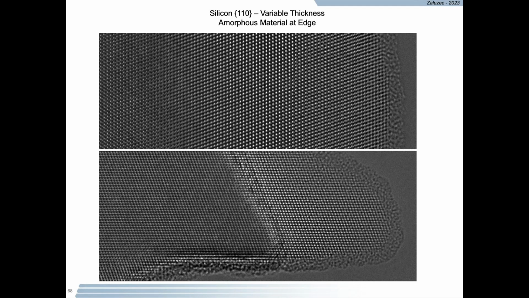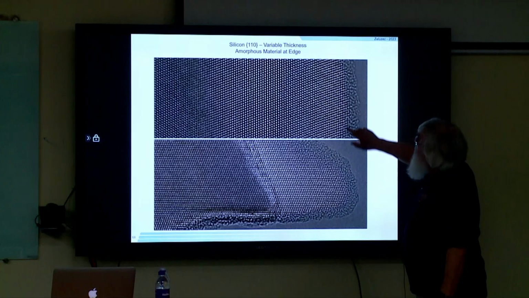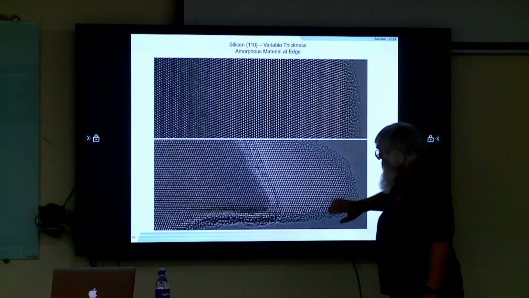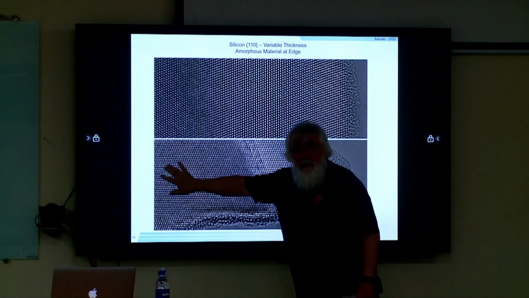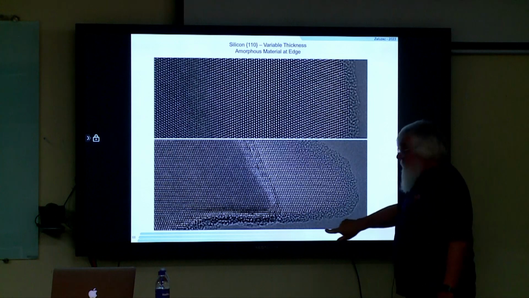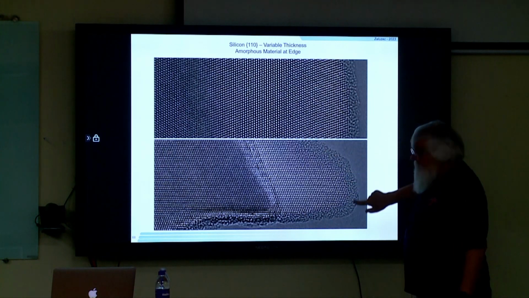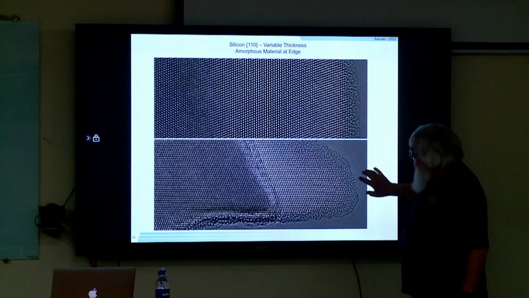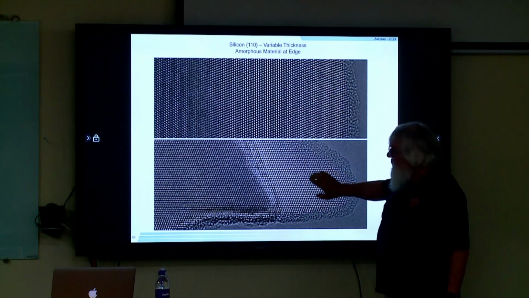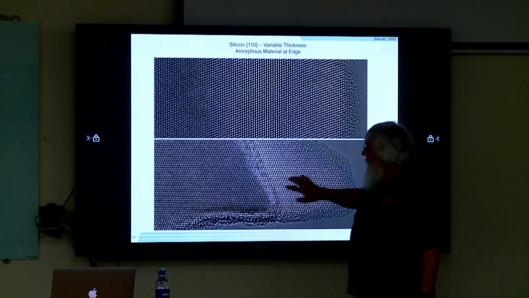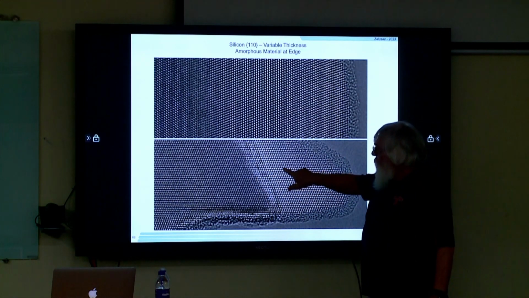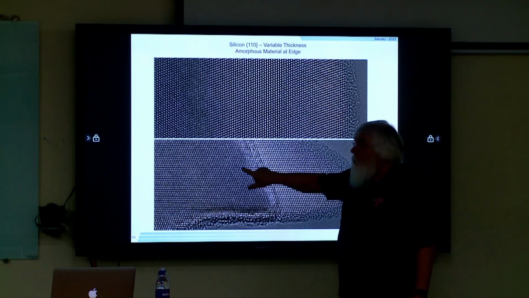Yes, okay, so this happened. Here's that a little bit even better. So this is silicon. It's variable thickness. There's vacuum out here. There's a little bit of amorphous material out here. And we can see in this area, it's one thickness, and then there's an abrupt change. And notice how we go from white images to all of a sudden they go black.